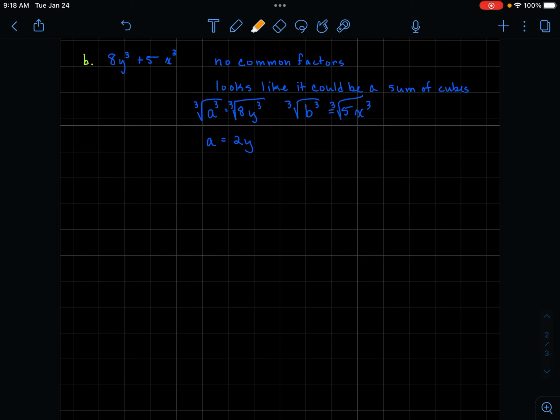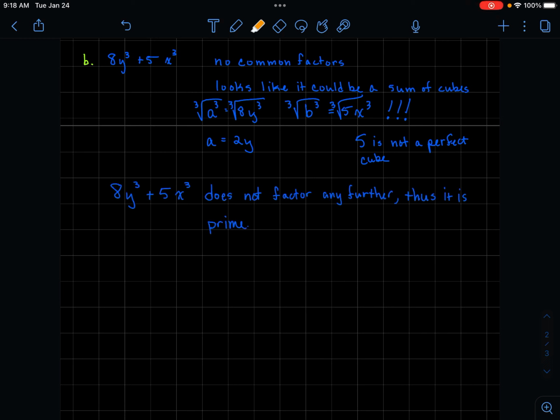Finding the b value. b to the third would be 5x to the third, and then we try to cube root both sides. But what you're going to find out is when you type this into the calculator and do the cube root of 5, you're going to get a nasty decimal, which means 5 is not a perfect cube. So this does not have a true b value that we're going to be able to plug in. So what we're going to say here is that this problem is already factored as much as you can get.